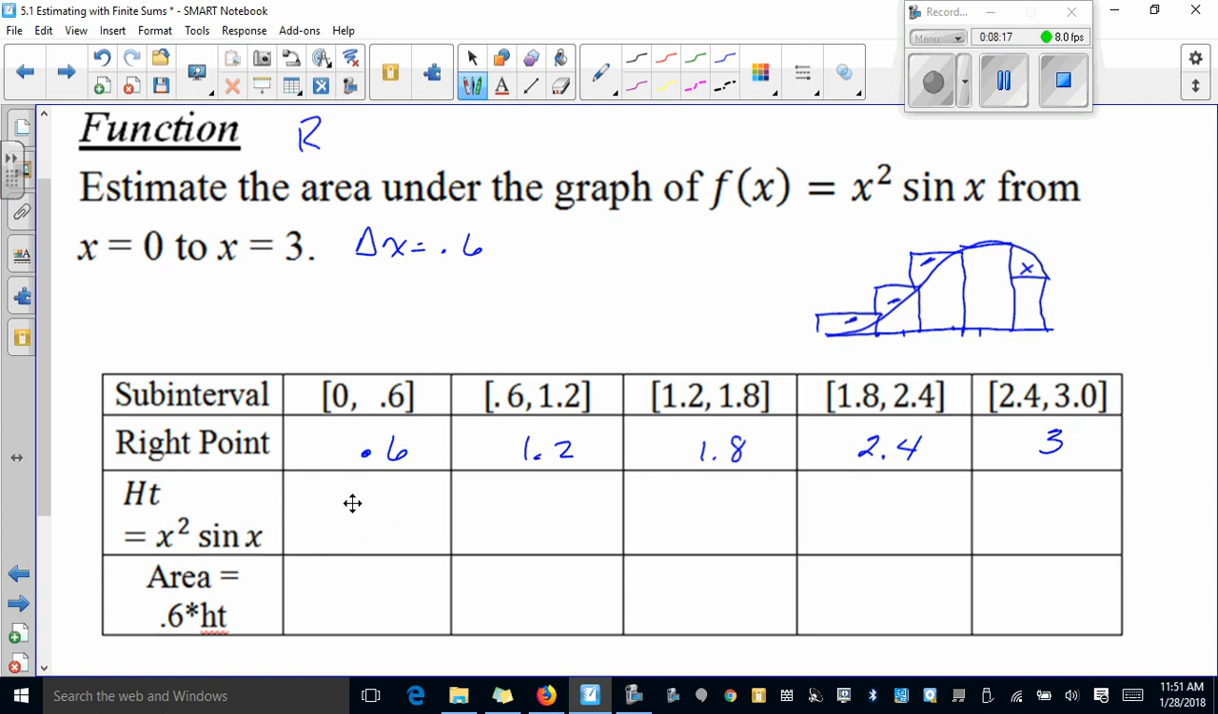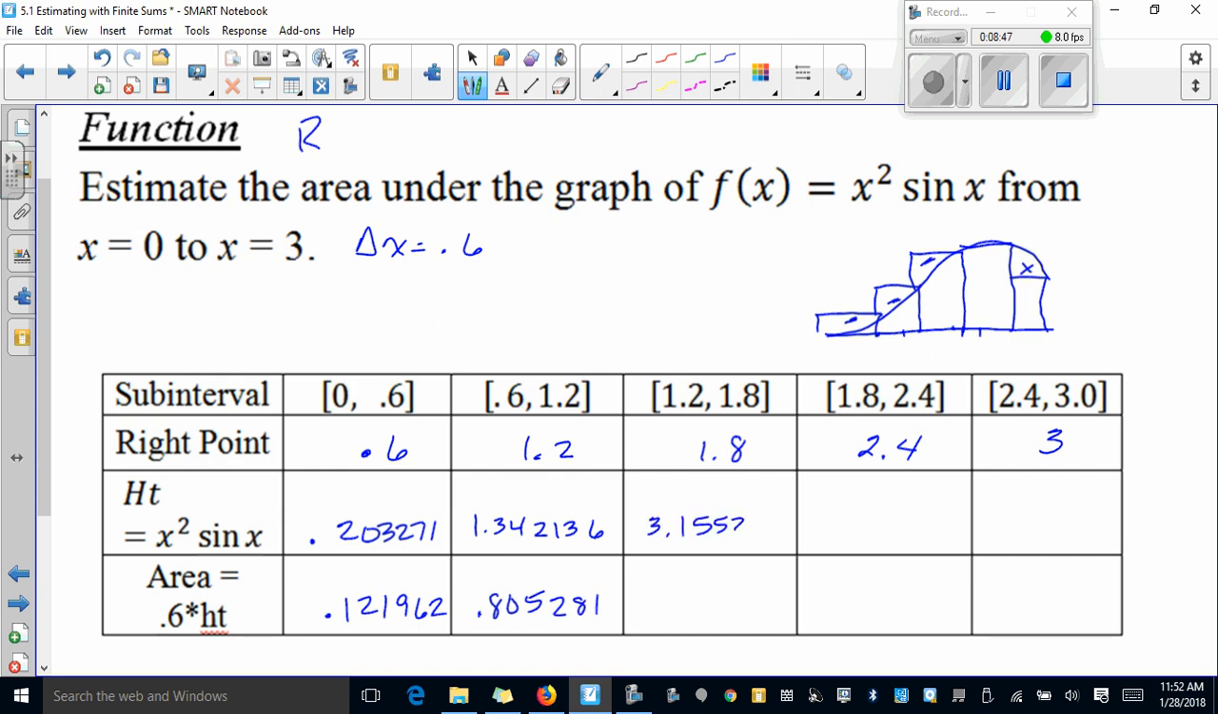If you want to double check your work, go for it. 805281. 1.8 is going to give me 3.155266. And I multiply by 0.6, I get 1.893159. 2.4 is going to give me 3.89066. And I multiply by 0.6, I get 2.3344.